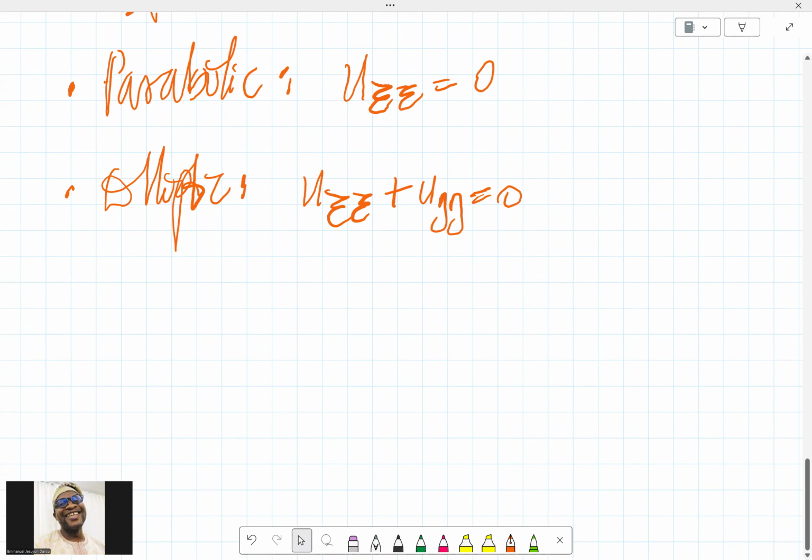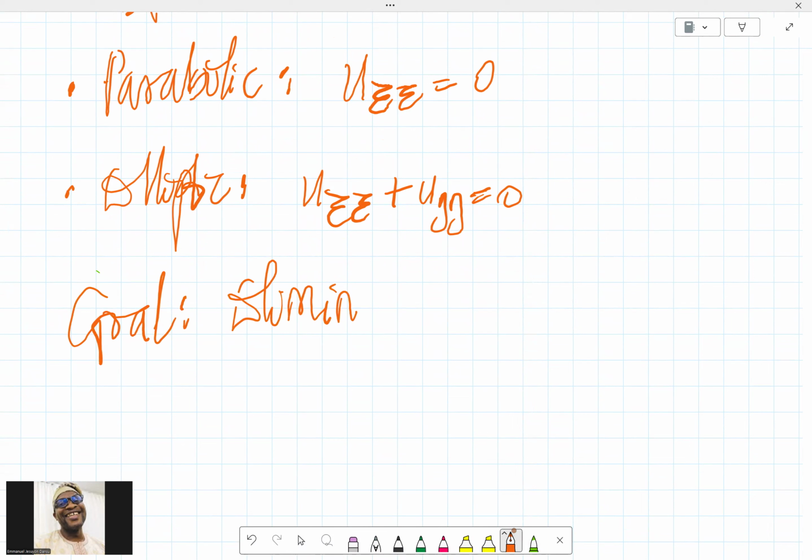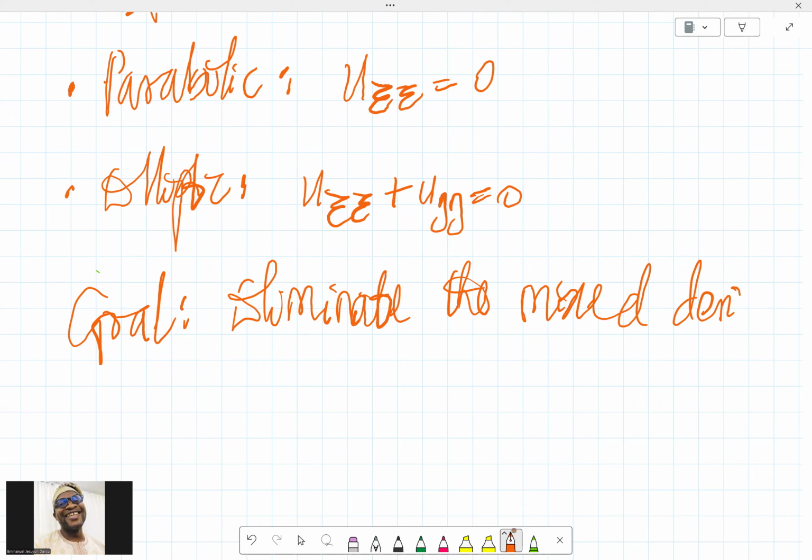So the goal is actually to eliminate the mixed derivative or simplify coefficients. The goal in that case is to eliminate the mixed derivative, or simplify coefficients.